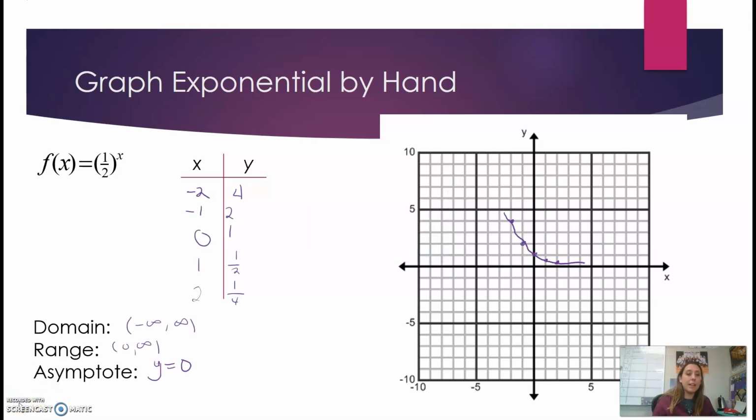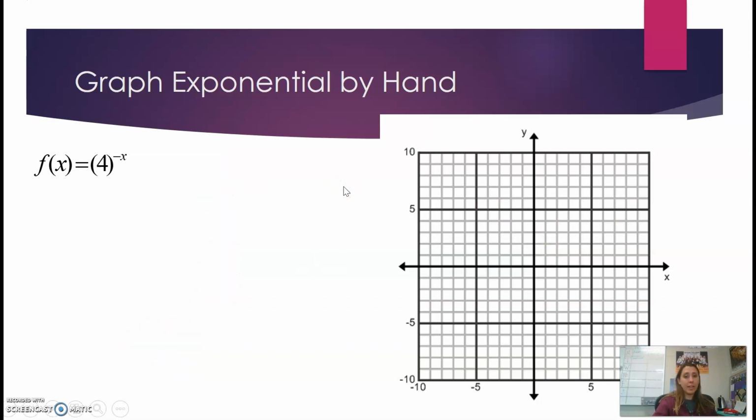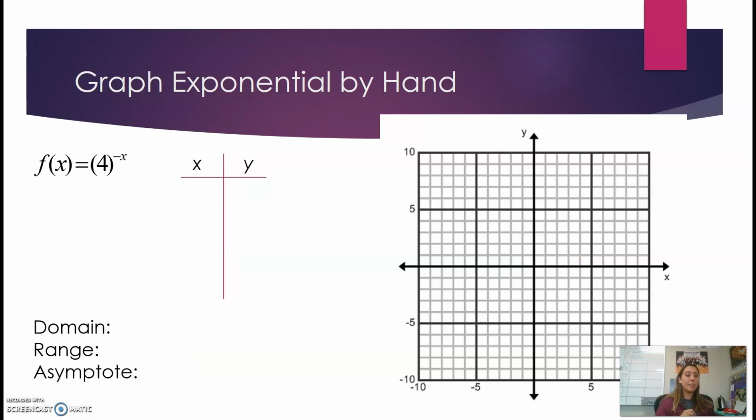So again, I went ahead and graphed that. It is exponential decay, so it is starting up and going down, which is exactly what we wanted. All right, so go ahead and do the next one right here. I would like you to, again, find your x and y, your domain, range, and asymptote.